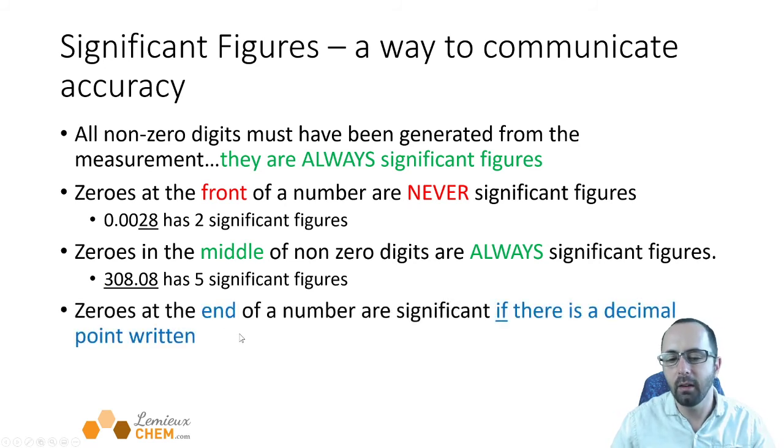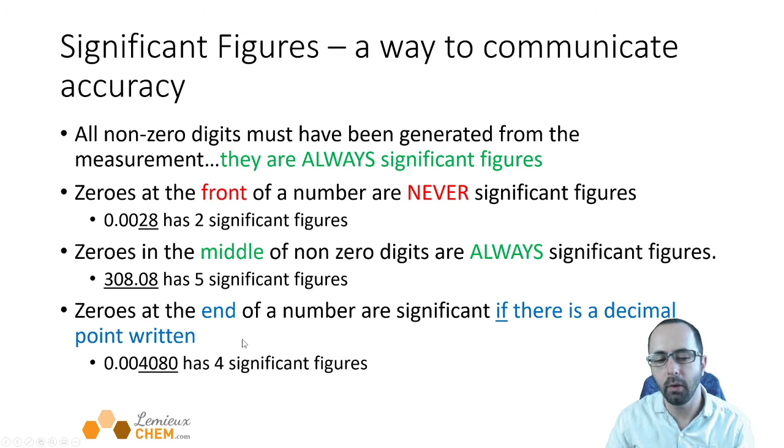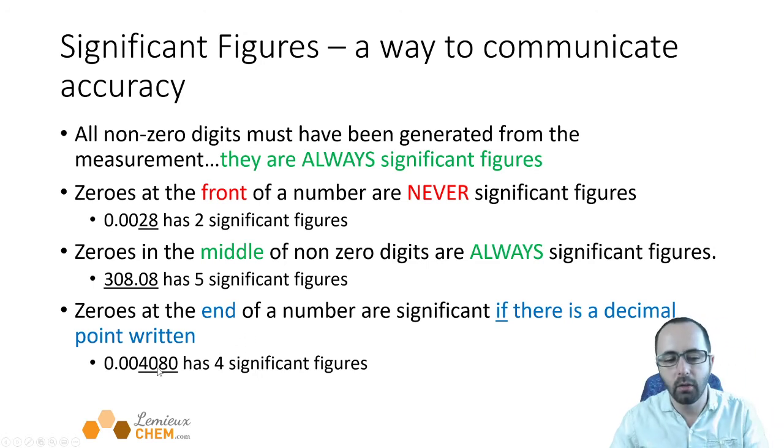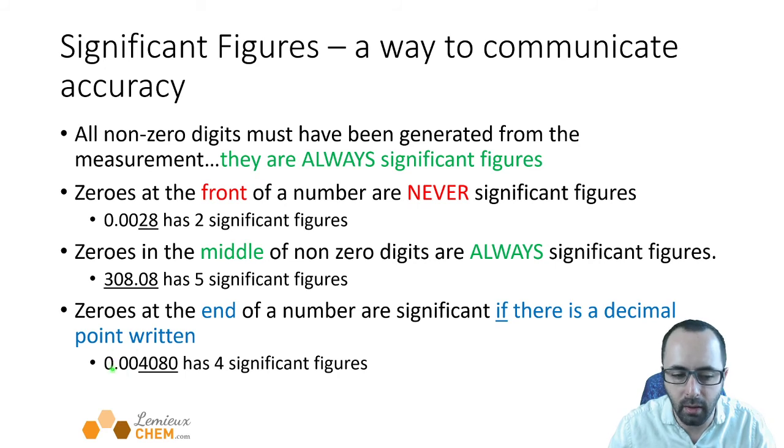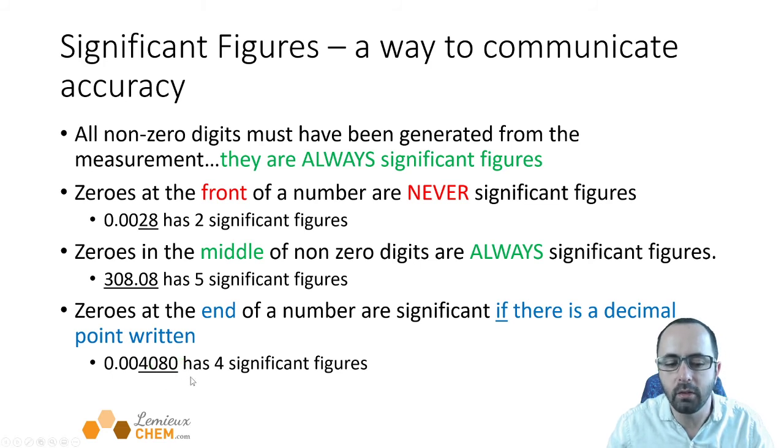Finally, zeros at the end of a number are significant if there is a decimal point written. And an example here is 0.004080. So these are front zeros. They are not significant. This is a middle zero between two non-zero digits. So it is always significant. So front zeros, never significant. Middle zeros, always significant. This is a middle zero. The end zeros are significant if there is a decimal point written. And there is a decimal point in this number.